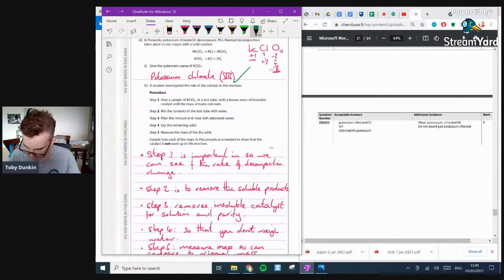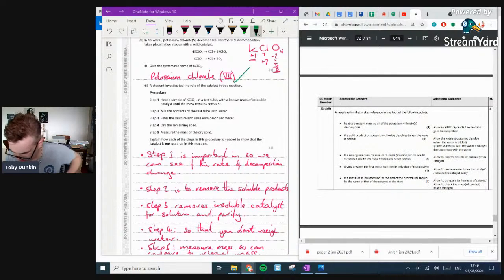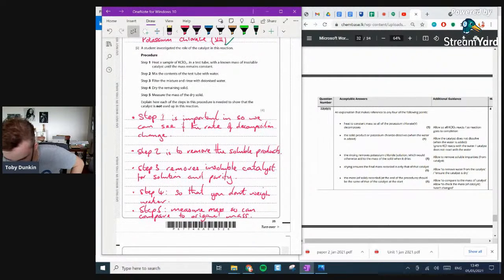Potassium chloride 7. No, this was horrible. Heat till constant mass. Okay, fine. Solid products. That's wrong. Solid product dissolves in step 2 to remove the soluble products. Rinsing it, otherwise the solution will add mass to the solid when it dries. To remove soluble impurities. Step 2 removes insoluble catalyst from solution, and then purifies.